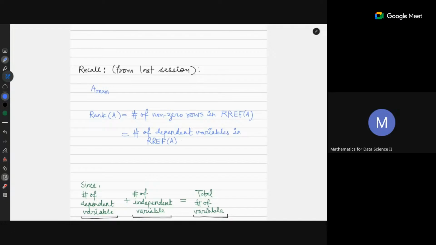Now, the number of non-zero rows is also equal to the number of dependent variables, because each non-zero row contains one pivot element, and that pivot element is the dependent variable. So the number of non-zero rows is equal to the number of dependent variables in the RREF of A. All right, everyone agrees with that? Is this clear?